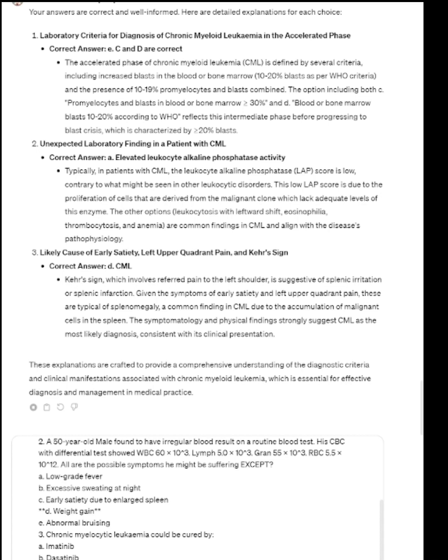The symptomatology and physical findings strongly suggest CML as the most likely diagnosis, consistent with its clinical presentation. These explanations are crafted to provide a comprehensive understanding of the diagnostic criteria and clinical manifestations associated with chronic myeloid leukemia, which is essential for effective diagnosis and management in medical practice.